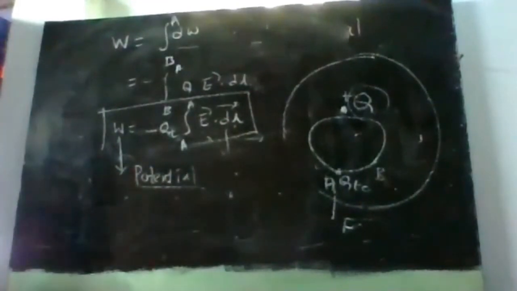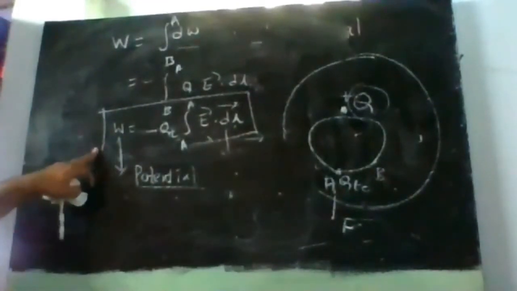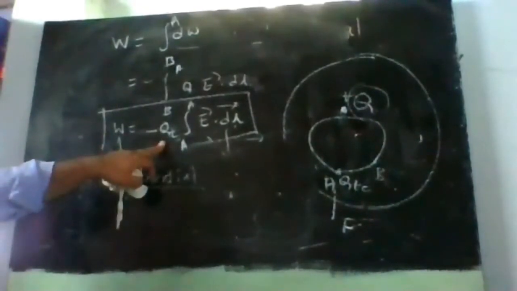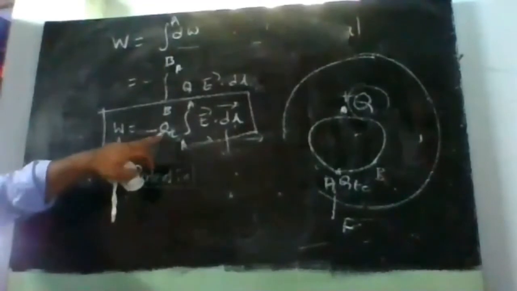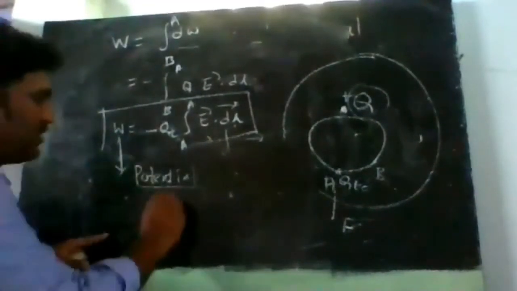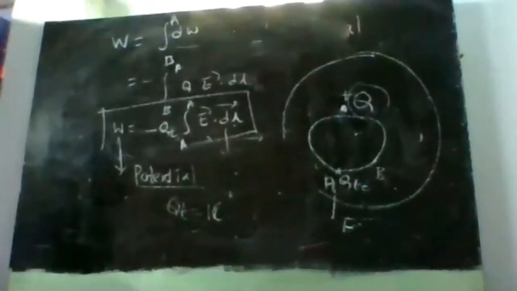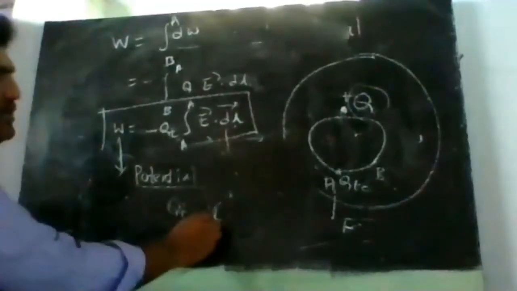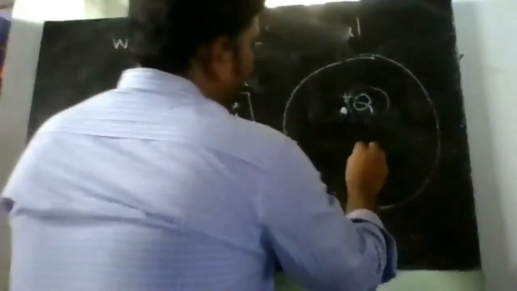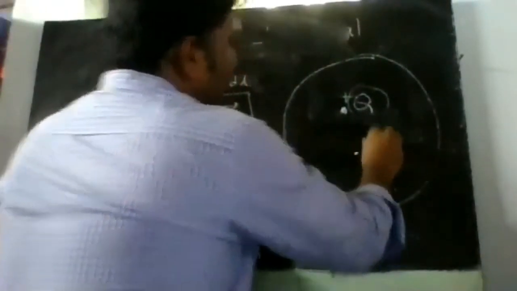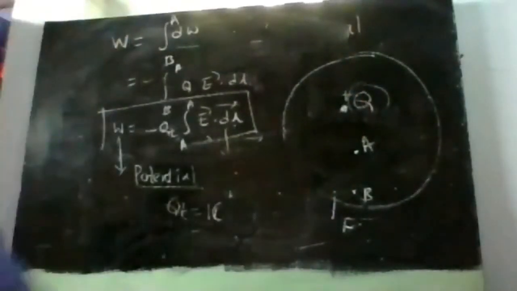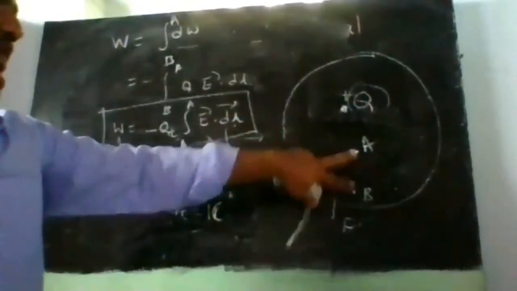It's a simple thing. In the case of work, I have considered a test charge qt, some charge qt. If this qt is equal to 1 coulomb, that is, if the test charge is a unit test charge, then consider the amount of work done in moving this unit test charge from point A to point B, or from point B to point A. There is a charge q here. There are two points, point A and point B.